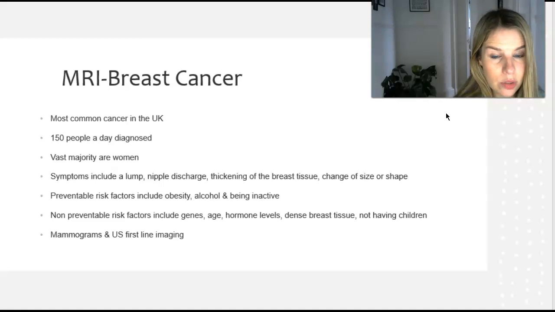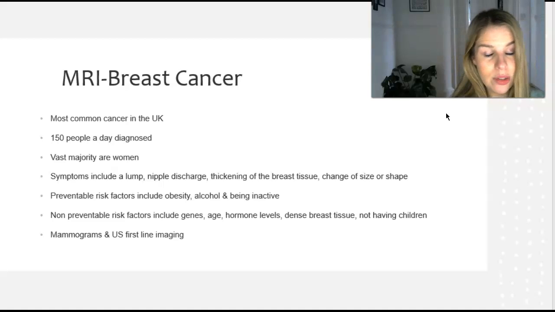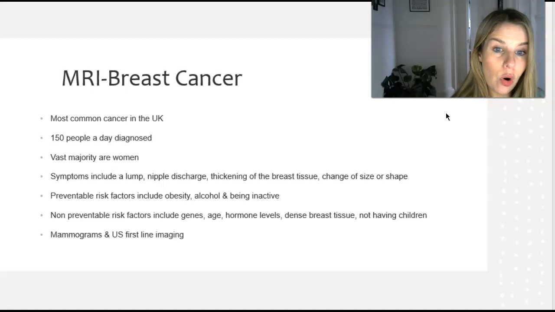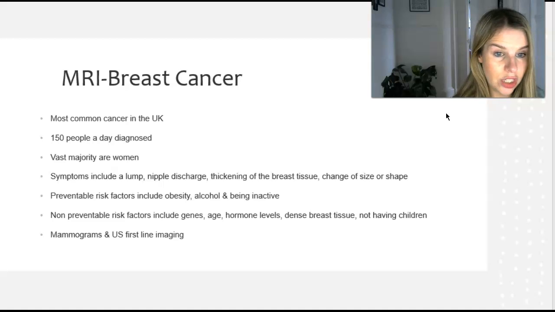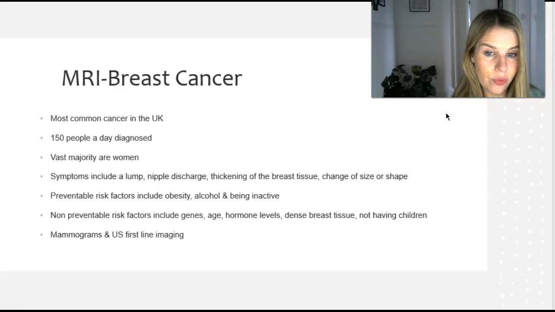The older you are, you're more likely to get breast cancer, but obviously it doesn't always have to be in older women. Your hormone levels, so if you have higher levels of estrogen, you're potentially more likely to get it, because some breast cancers feed off estrogen. The denser your breast tissue, and also not having children. So there are studies to show that if you have your children later in life, or you don't have any children, then you're at a slight increased risk of getting breast cancer. But all of these do not mean that you will get breast cancer. It just means that you might have a slight increased risk of getting it.